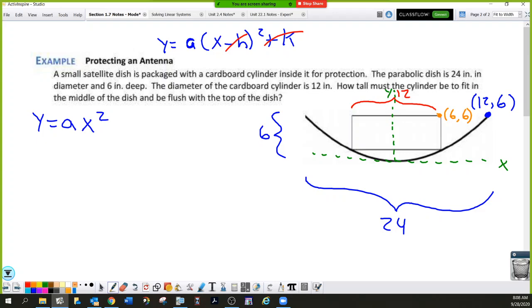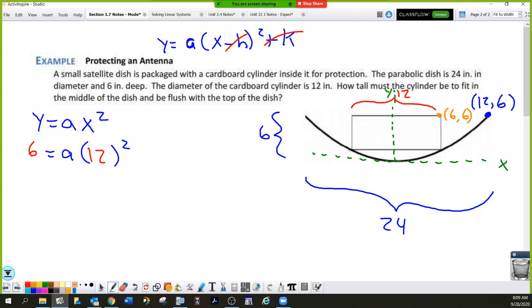Yeah, what do you got? Which point? Yes. Ashley says to plug in 12, 6. Absolutely. 12, 6 is one of the coordinates we know exists on this parabola. Just be careful. 12 is your x, 6 is your y. So we have 6 equals a times 12 squared.